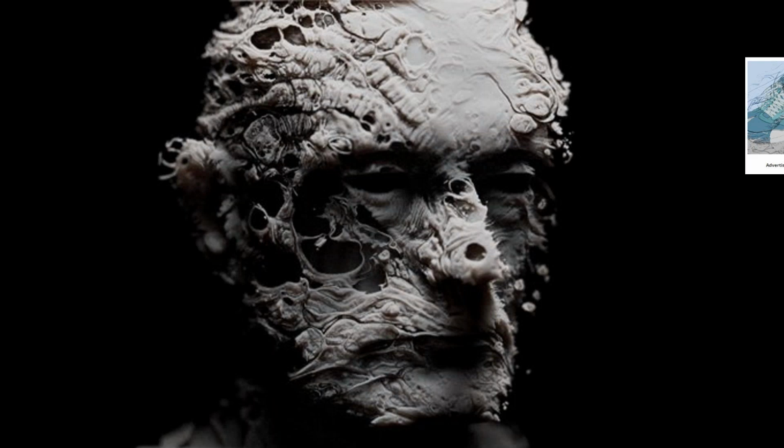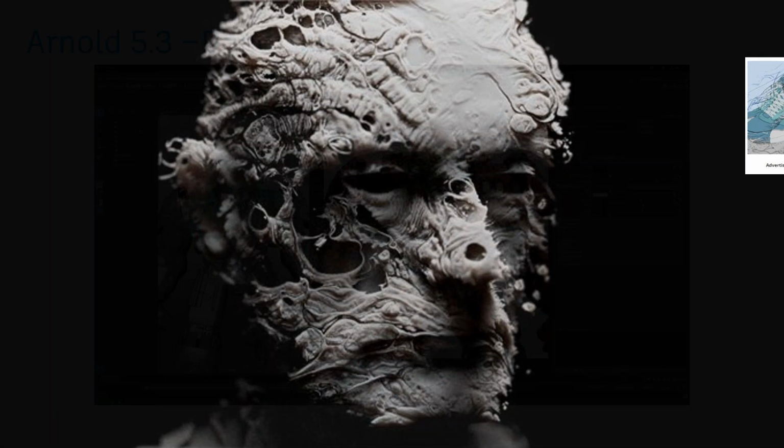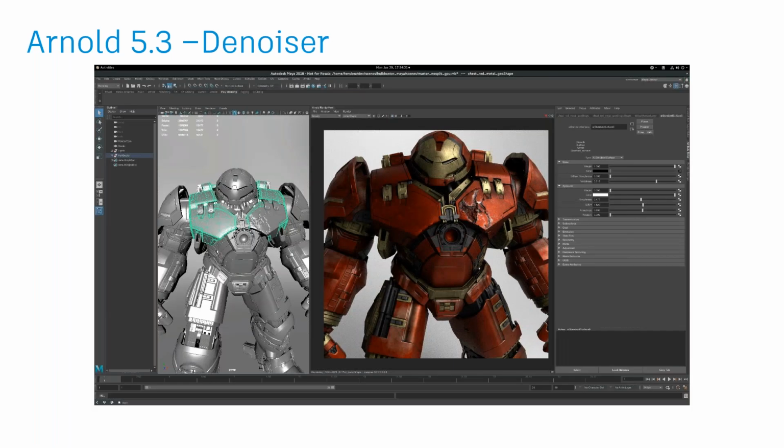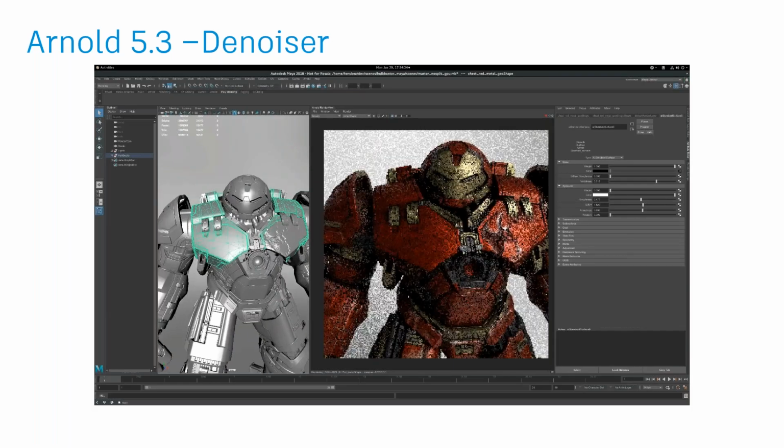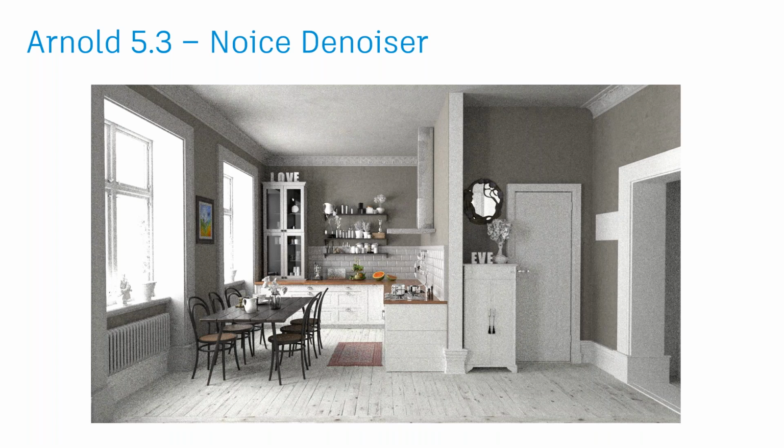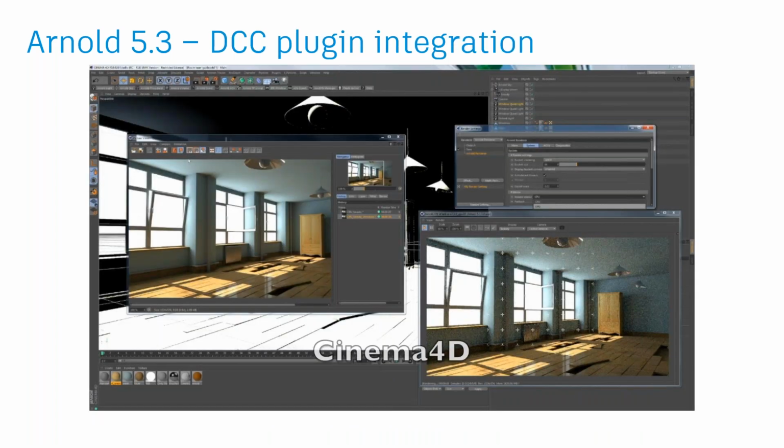This is volume displacement with Arnold, allowing you to build some really cool looking effects. We added the denoiser in 5.3, giving you ways to quickly denoise your image using the NVIDIA OptiX denoiser that ships with Arnold, or using the standalone denoiser that allows you to quickly clean up the noise in your images when you're working with Arnold. And the thing to keep in mind is that Arnold works with pretty much all of the DCCs out there.